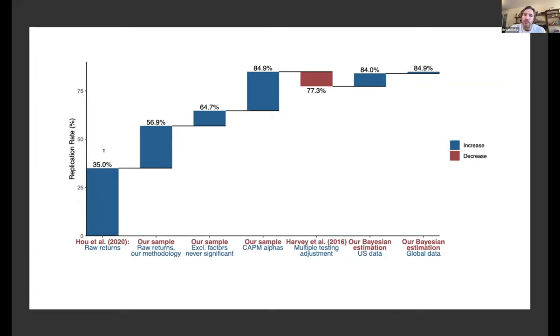Note that in the Ho et al. paper, this was before a multiple testing correction. After they use the same multiple testing adjustment as a frequentist adjustment, their replication rate drops to 18%. So it becomes an even more stark failure to replicate. We're finding, with the same adjustment, 77.3%. But we want to emphasize that we don't think that's the right adjustment, right?